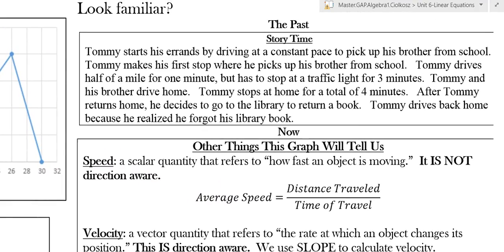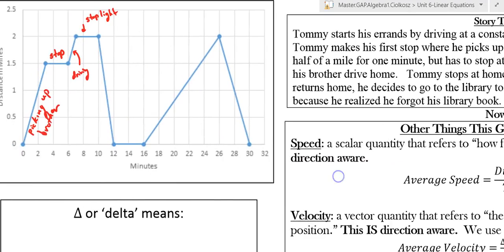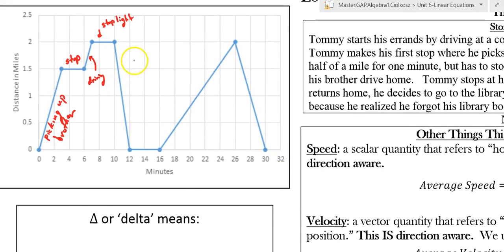Tommy and his brother drive home. He stops at home for a total of 4 minutes. So again, we're decreasing. So this is going home. And we're on the x-axis, so we're at home and we're not moving. So here we're just home hanging out.